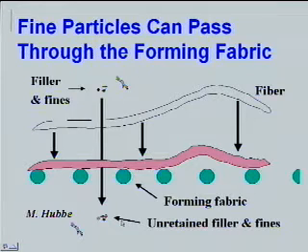This slide shows how the sheet is formed. This is the forming fabric. During the sheet forming, the fiber will settle on the forming fabric. But without the retention, some fine particles can pass through the forming fabric.